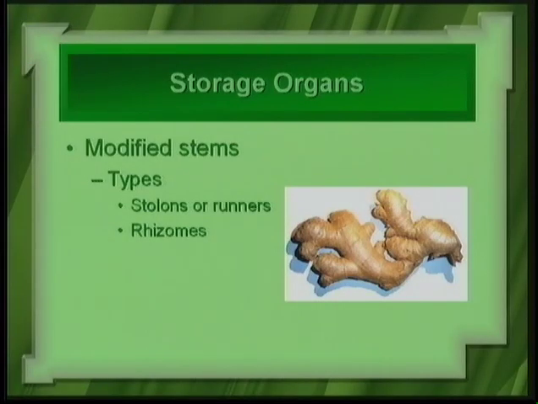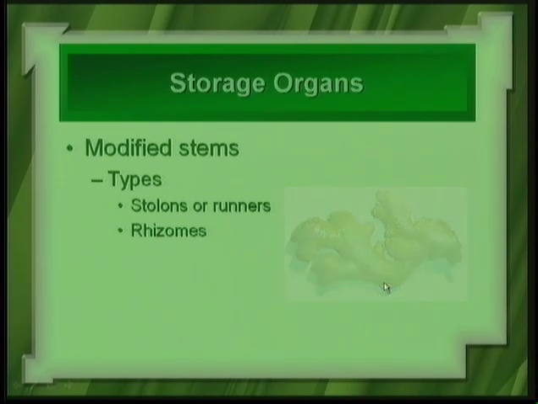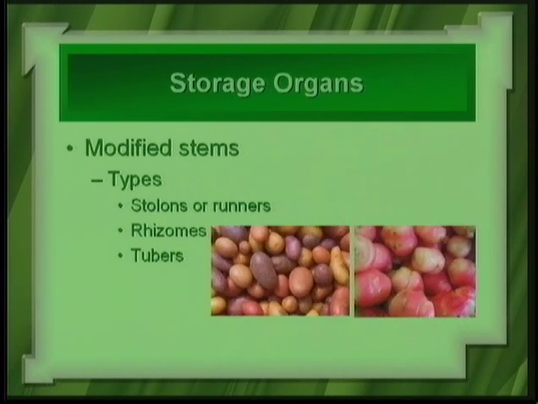Now, other kinds of modified stems include rhizomes. There's ginger, a very nice image. I did bring ginger for you folks to look at, but we already have a nice image, so I won't have you look at the Elmo right now, but maybe a little later. We also have tubers as well. Potatoes are an excellent example. So this is potatoes here on the left.